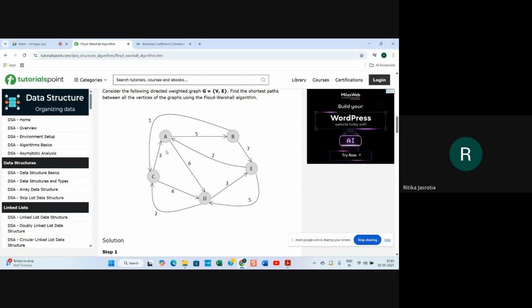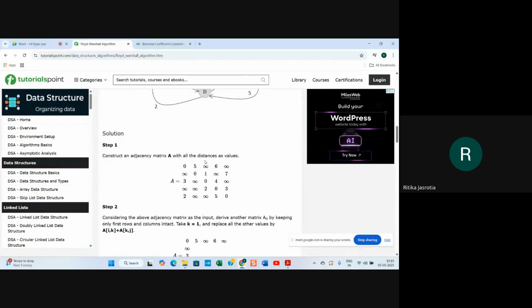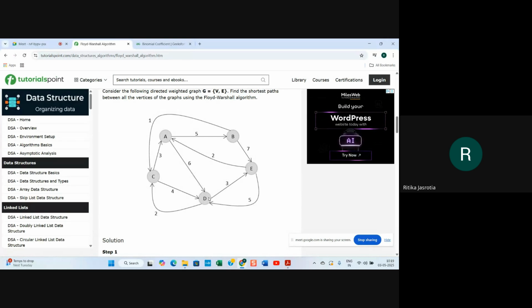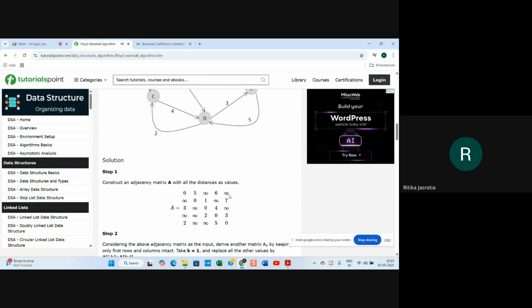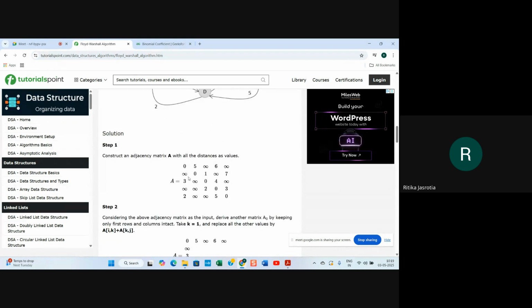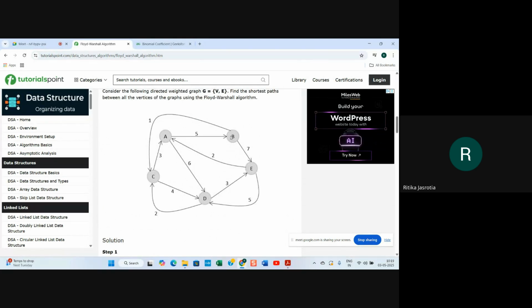A to C, if you see, this is a directed graph. The direction is not going from A to C, it is going from C to A. So A to C is not there, so you are keeping it as infinity, right? Then A to D the direction is there, so it is 6. Then A to E, again the direction is from E to A, not A to E, so you will keep it as infinity. Now B to A: is there a path? No. So B to A will be infinity because the direction is A to B, not B to A.